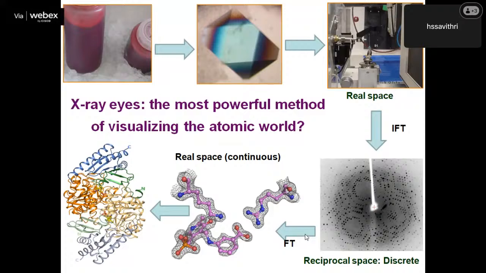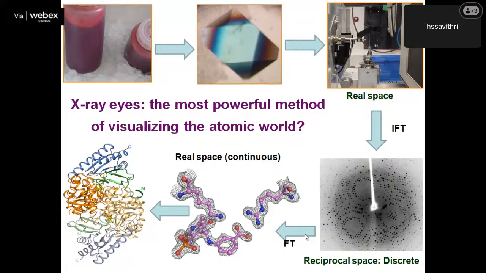You can see atoms with X-ray crystallography. It was the most powerful technique, but I have put a question mark at the end. The reason is now there is another technique which is now competing with X-ray diffraction and taking it over. You see, this happens in science all the time.